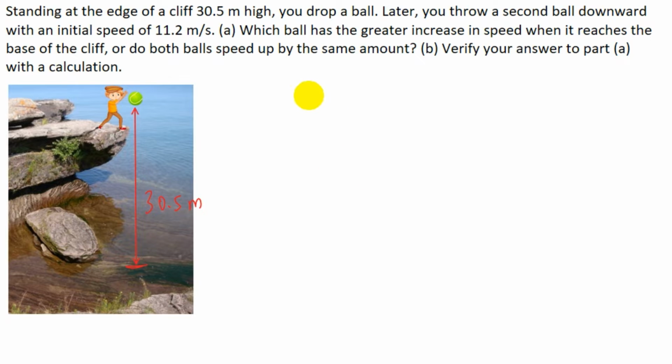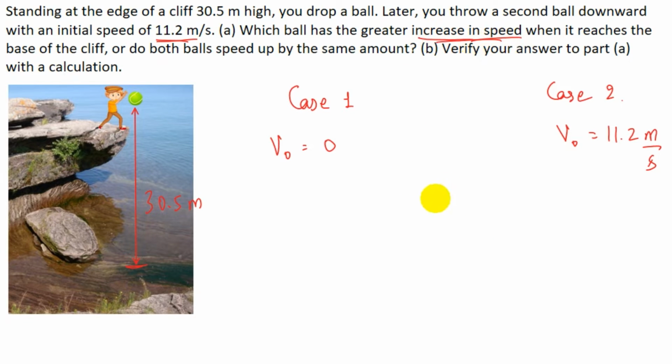So let me write here, there are two cases here, case 1 and case 2. Now in case 1 you dropped a ball with initial velocity equals to 0, and in second case you drop a ball with initial velocity 11.2 meter per second. Now there are two parts in this question that we need to solve. In the A part, we need to tell which ball has a greater increase in speed when it reaches the base of the cliff. So this is the base of the cliff. So let us solve A part first.